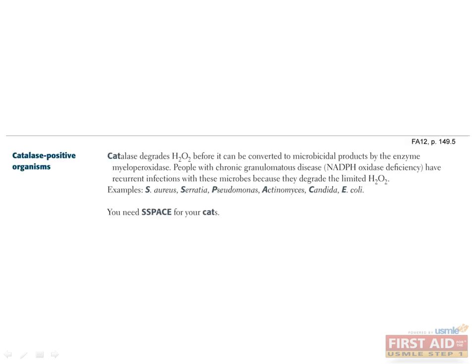Some organisms contain catalase, an enzyme which degrades hydrogen peroxide into water and oxygen. You will learn more about chronic granulomatous disease, CGD, in the biochemistry section, but just know that patients with CGD rely on hydrogen peroxide formation to fight off infections because hydrogen peroxide is an oxidative product that can kill bacteria. However, when CGD patients are infected by catalase-positive species like staphylococci, these bacteria have the ability to break down hydrogen peroxide and prolong their survival.